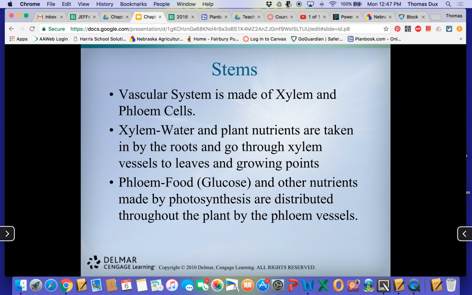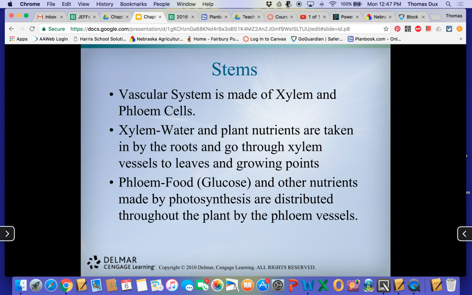Now, are there xylem and phloem in the roots? Yes, there are. But what was the main purpose of the roots? One of the first ones: absorb water through the plant. Hopefully not poison, because that's going to kill the plant, but it could absorb pesticides as well. So the vascular system is made of xylem and phloem.